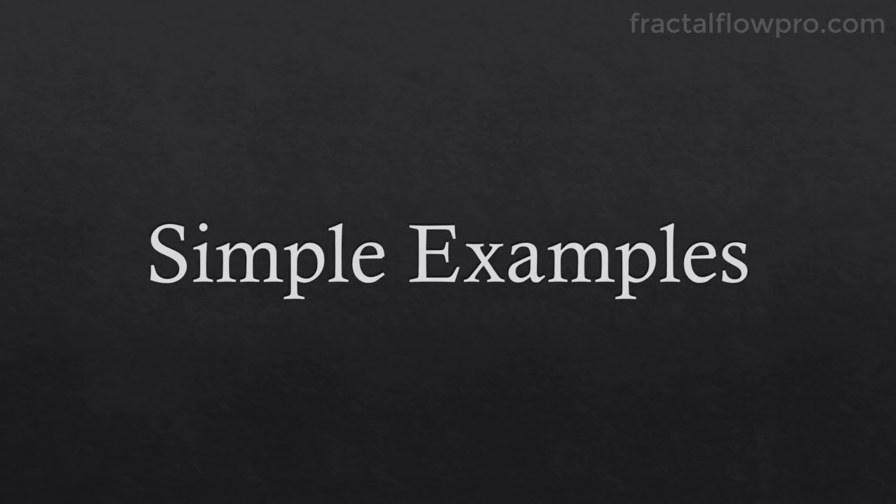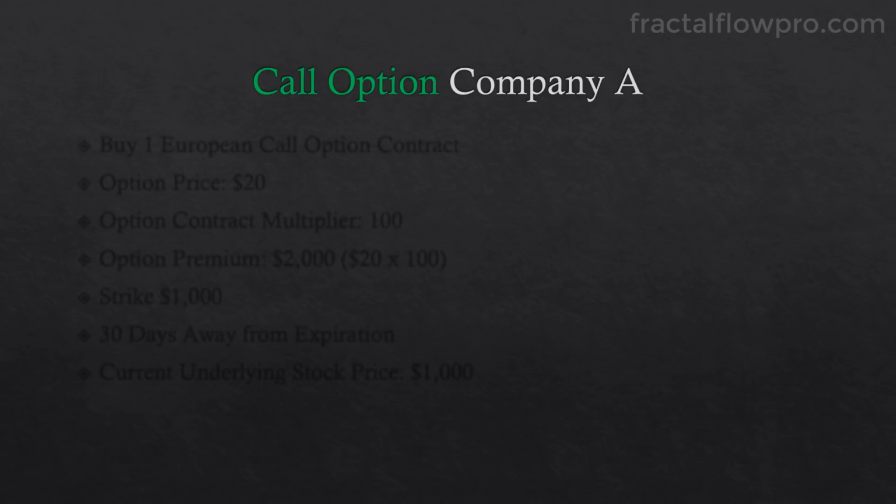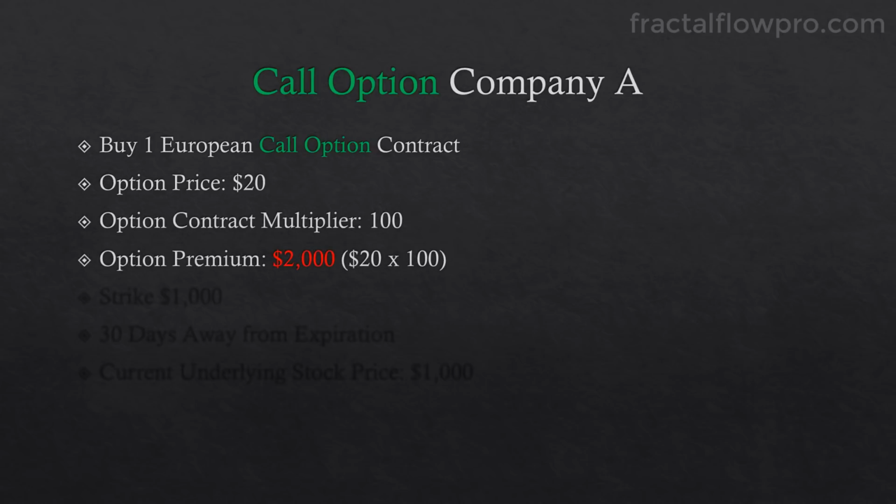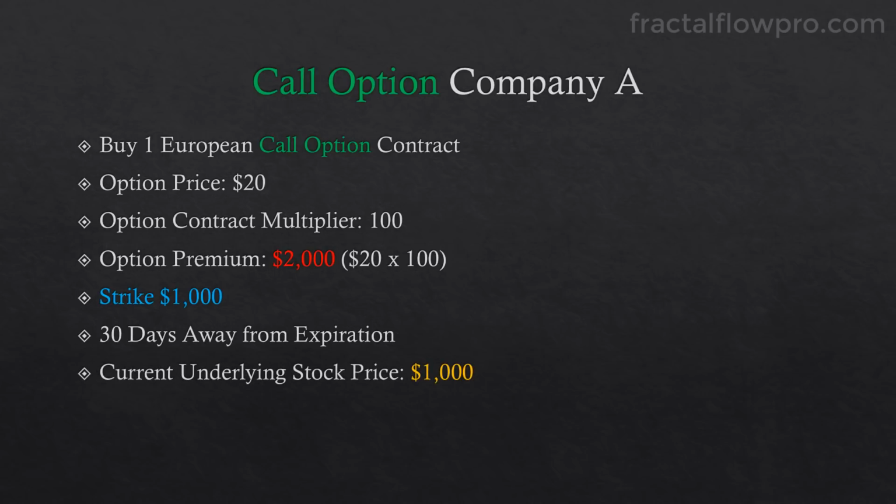Let's suppose you decide to buy options from a hypothetical company called Company A. The reason you might want to buy these options is another subject completely, so we'll leave it aside for now. Let's just focus on the mechanics of how options work for the moment. Let's imagine that you buy a European call option contract from Company A that is priced at $20 with an option contract multiplier of 100, totaling an option premium of $2,000, a strike price of $1,000, and it is 30 days away from the expiration. The current stock price from Company A is $1,000.